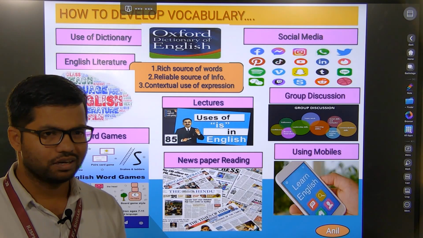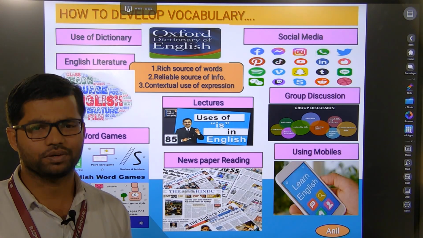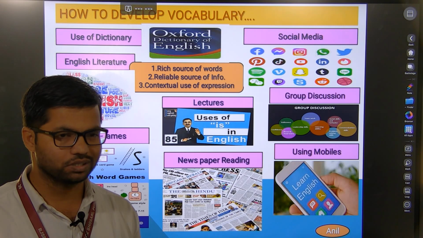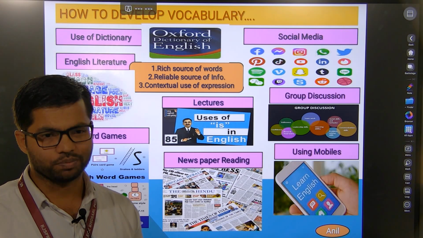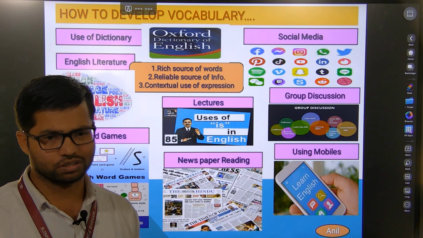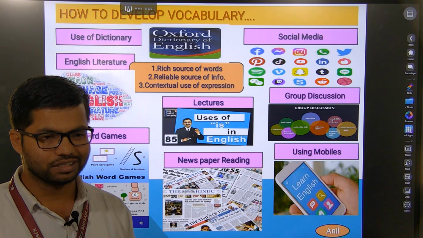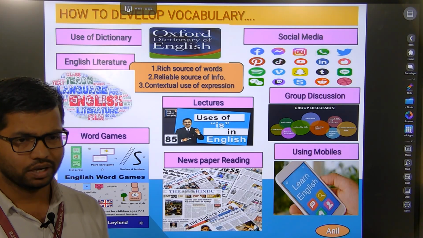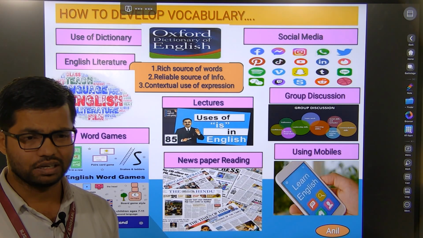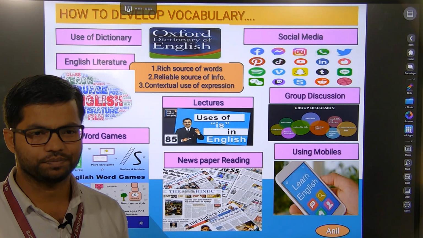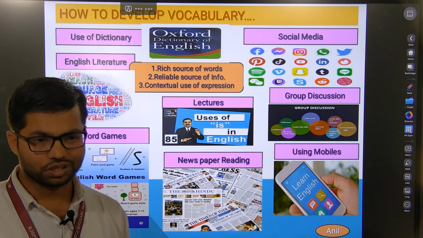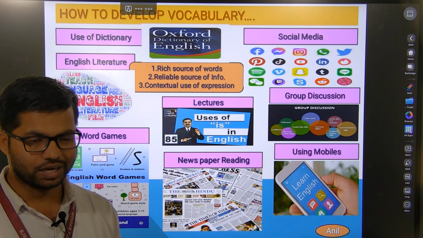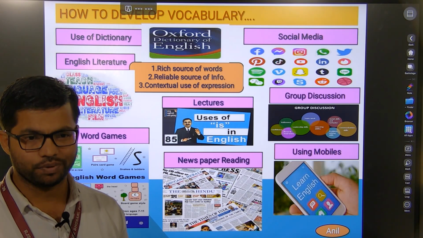English literature, I brought this point in developing vocabulary because, see, the thing is that as second language learners or foreign language learners, we need a reliable source of information where we could get a rich source of vocabulary. So, English literature is one of the parts where all people can explore and find the words, find the actual standard usage of sentences, and even contextual use of expressions where you can do the practice and all that. So, literature is a very important part in the development of vocabulary.